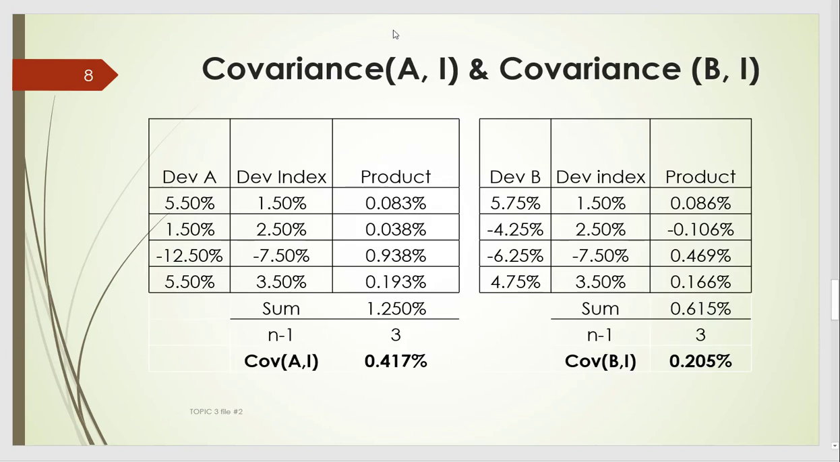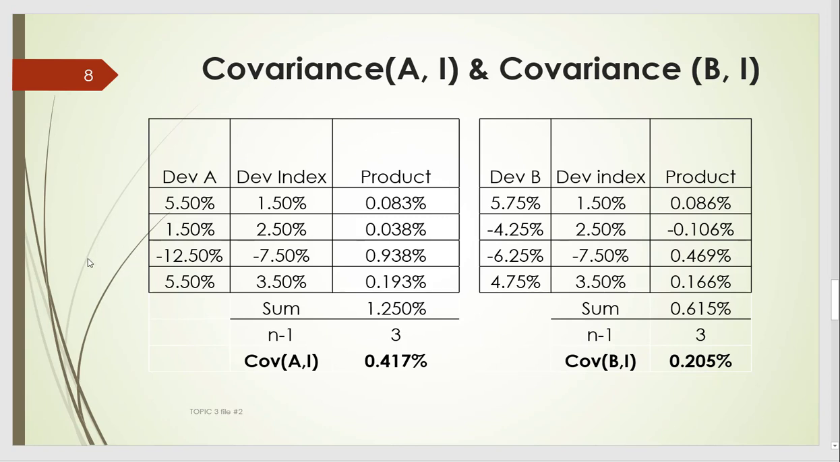I'm going to do the same kind of calculation for A with the index and B with the index. So I'm looking at the amount of covariation between A and the index. Now if we assume the index has systematic risk, then we're talking about how much of A's variance is varying with the index, how much of A's variance is systematic risk. So I took A's deviation from the average, I took the deviation for the index, multiplied them together to get the product, added them up, divided by 3. So the covariance of A with the index is 0.417%, and for B with the index is 0.205. Notice you're going to have two variables. It's a relationship between two things: A with B, A with I, B with I.